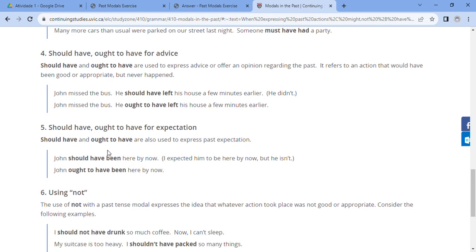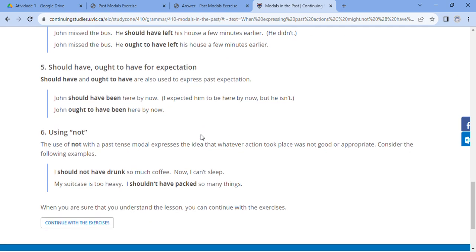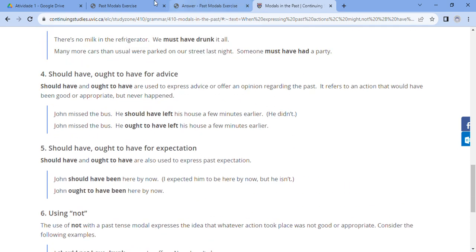So let's just read another example. John should have been here by now. So I expect him to be here by now, but he isn't. Okay? So let's move on to the exercise.